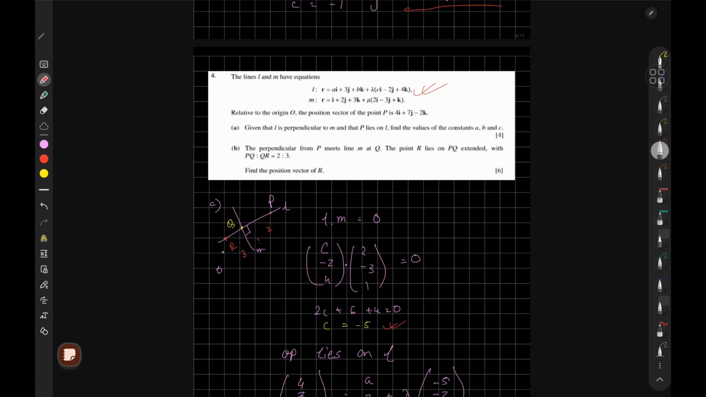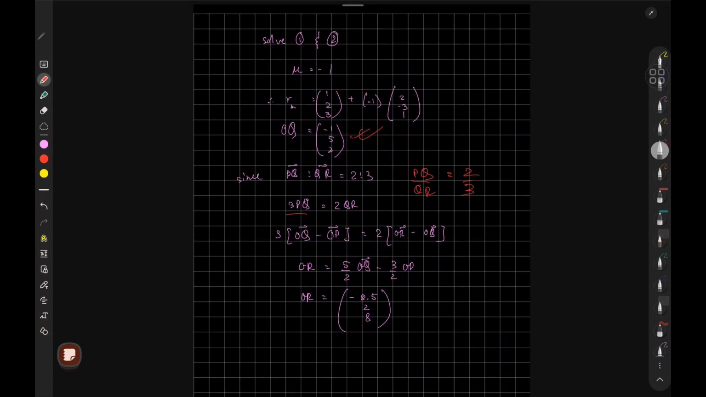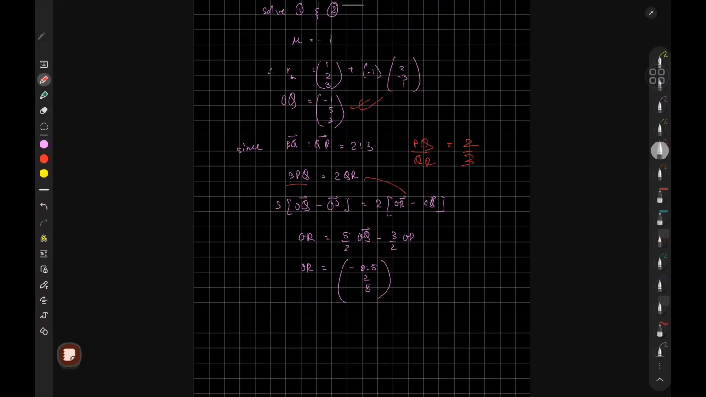You can simplify it further and write the vectors, and you're going to see that PQ can be written as OQ minus OP and QR can be written as OR minus OQ. Great. After you do that, you're going to make OR the subject. You take the 2 on this side and make OR the subject.